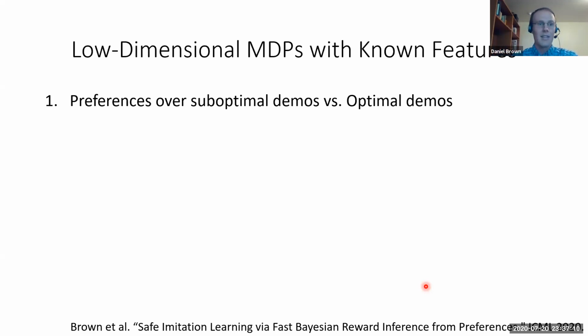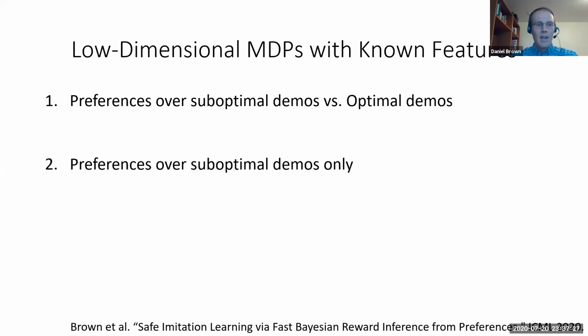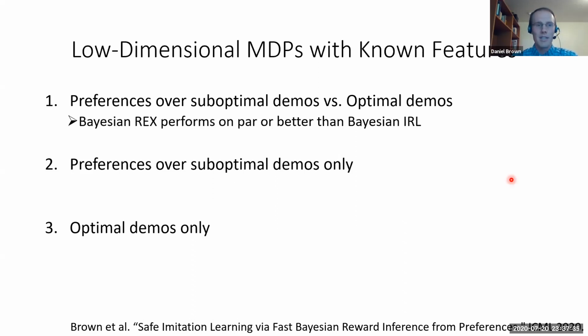The first here is this idea that we have preferences over suboptimal demonstrations, and we have the same number of optimal demonstrations. We feed each of these demonstration sets into their respective algorithms, Bayesian IRL and Bayesian Rex. So we're giving both of them what they expect. We also looked at what if both algorithms get just suboptimal demonstrations with preferences over them, and what happens if both algorithms get only optimal demonstrations.